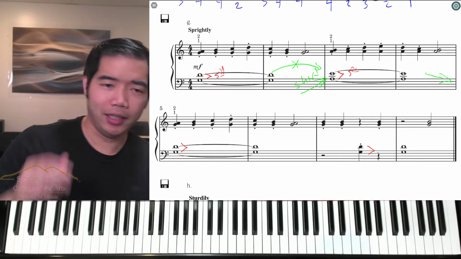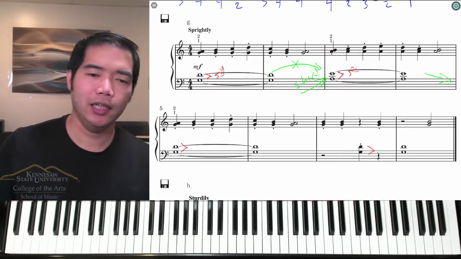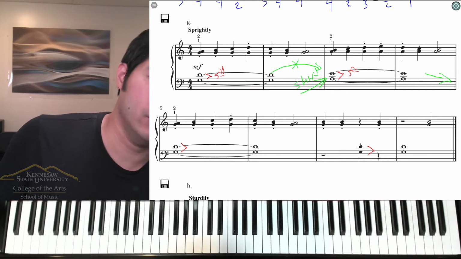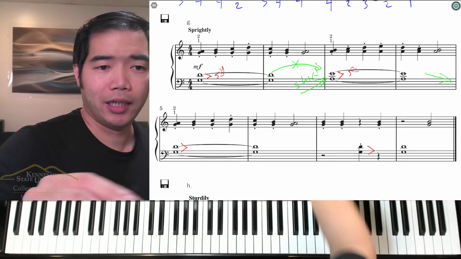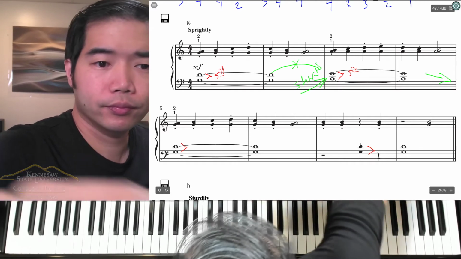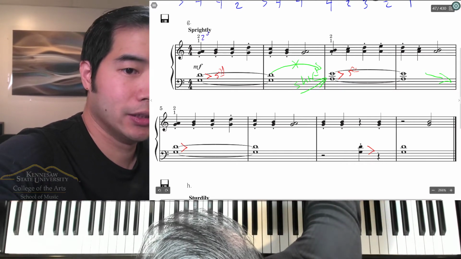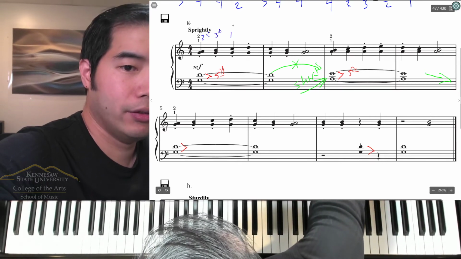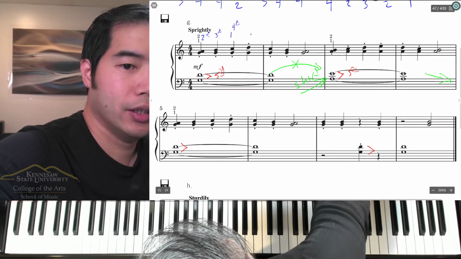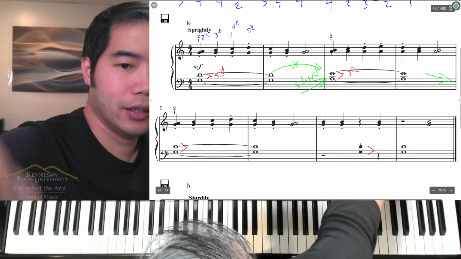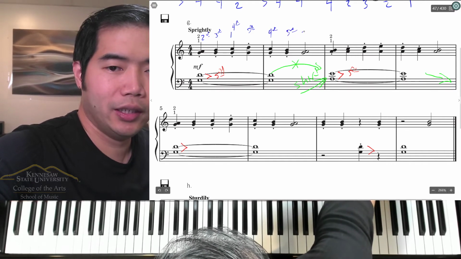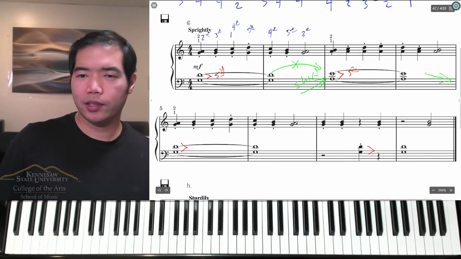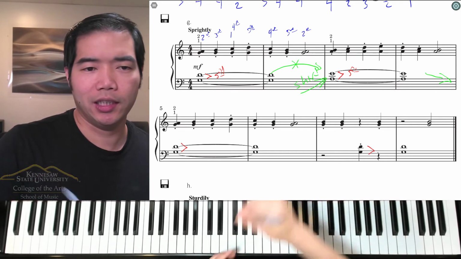Now let's take a look at the right hand. Again, it's very intervallically structured. Let's see what the intervals are. It starts with a second, interval of a second, then a third, then a fourth, then a fifth, fourth, third, and second. So it really is just ascending and descending.